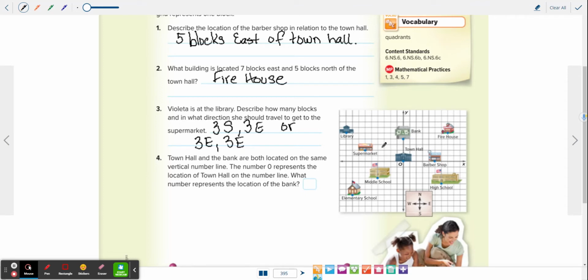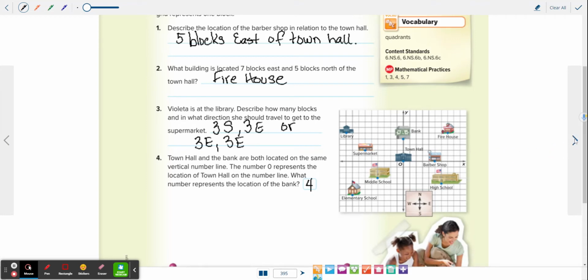And then number 4, town hall and the bank are both located on the same vertical line. Remember, vertical goes up and down. That's the Y, okay? So town hall and the bank are on the same vertical line. The number 0 represents the location of town hall on the number line. What number represents the location of the bank? So that would be 1, 2, 3, 4. 4 represents the bank, okay?